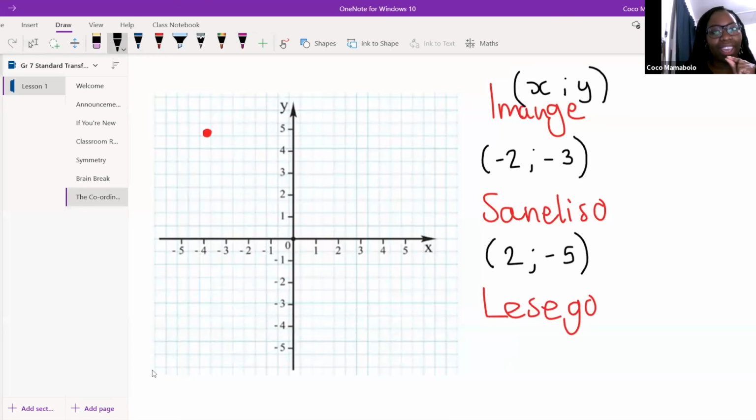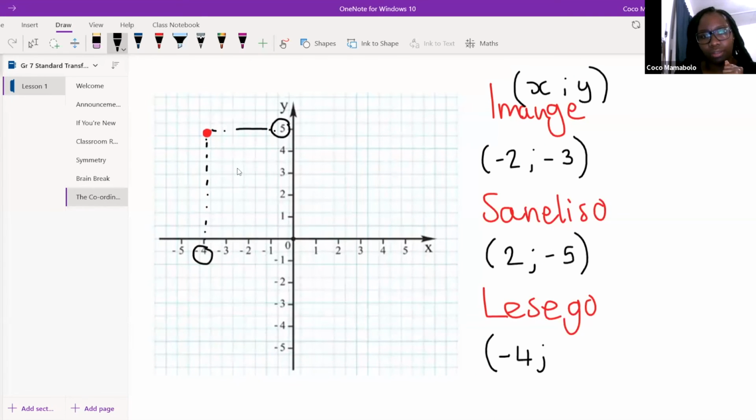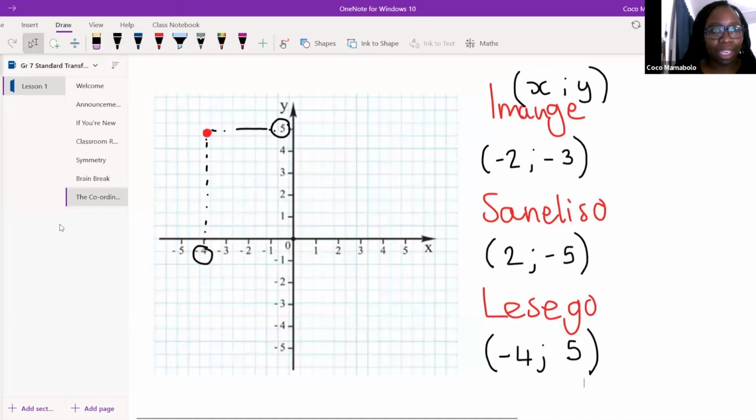Okay, let's look. First, we're going to start with our X value. Guys, remember, do not switch your X values and your Y values around. They need to be in the correct order. My X value over here is -4. And if I go towards my Y value over here, it's 5. So this is going to read, open brackets, -4, semicolon, and 5. Close brackets. Don't forget to close brackets. Okay. Thumbs up, thumbs down. How are we feeling?